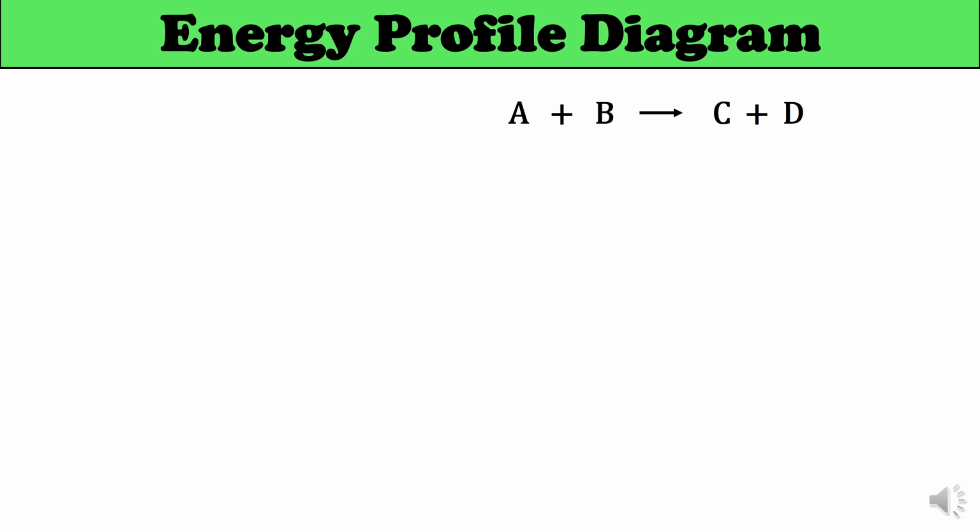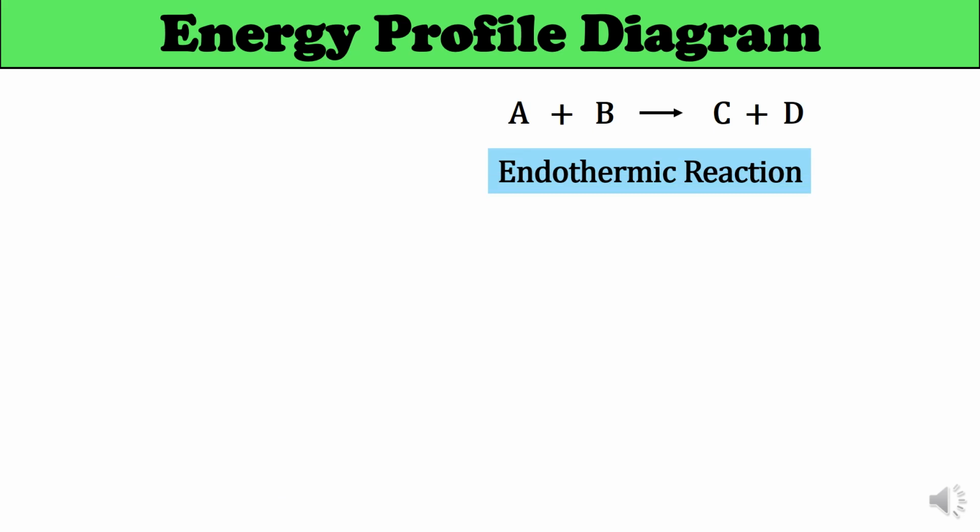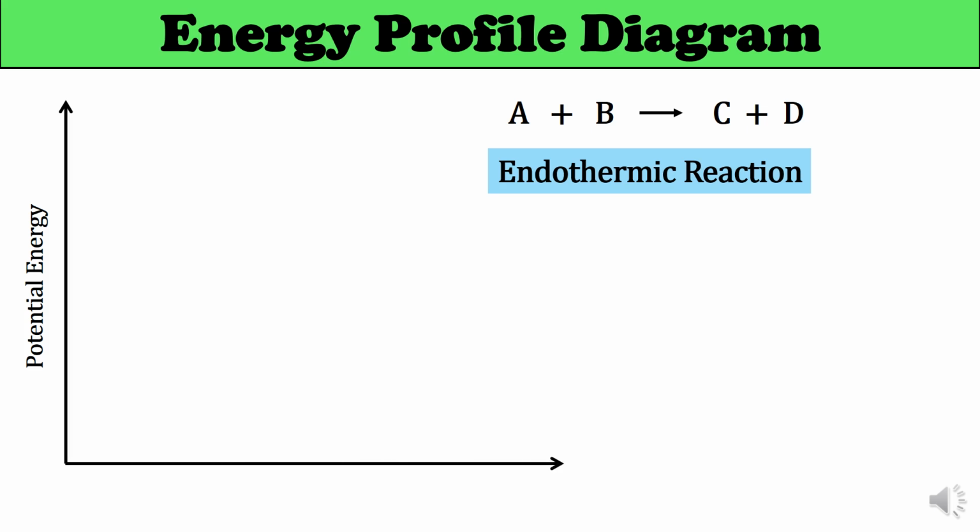Let's say the reaction is endothermic reaction. So how to draw energy profile diagram for endothermic reaction? Same concept. So first draw y-axis and label as potential energy. X-axis and label as reaction progress. Draw the line as shown on this slide.